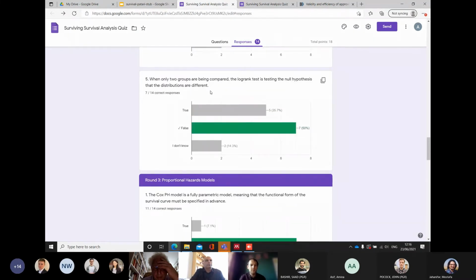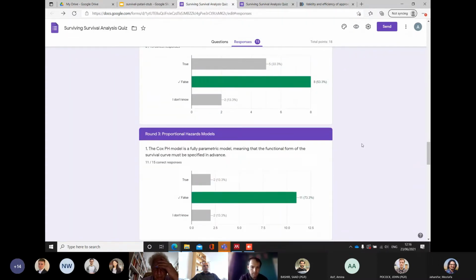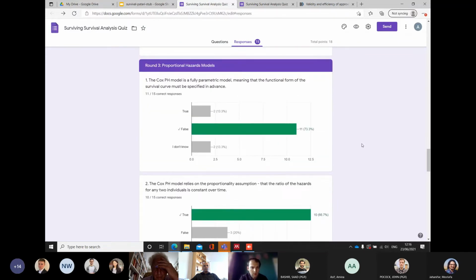So this is a subtle, maybe a bit of a pedantic answer here. When only two groups are being compared, the log-rank test is testing the null hypothesis that the distributions are different. So the null hypothesis for a log-rank test is always that the distributions are identical. So it's the devil's advocate; the alternative hypothesis would be that they're different. So go on to round three.